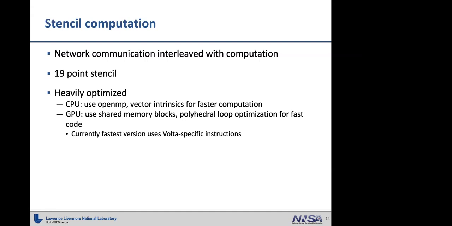The stencil computation, it's network communication interleaved with computation. It's a whole bunch of MPI iSends. It's a 19-point stencil, and it's heavily optimized. We have some naive implementations, but we also have CPU versions that use OpenMP and things that use vector intrinsics for faster computation. On the GPU side, we have shared memory blocks with polyhedral loop optimizations for extremely fast computation of large blocks of code for this.